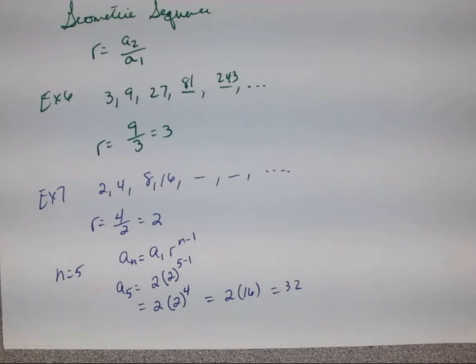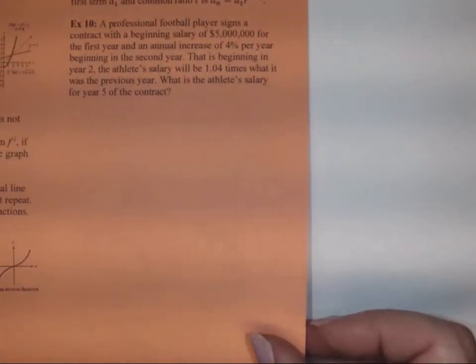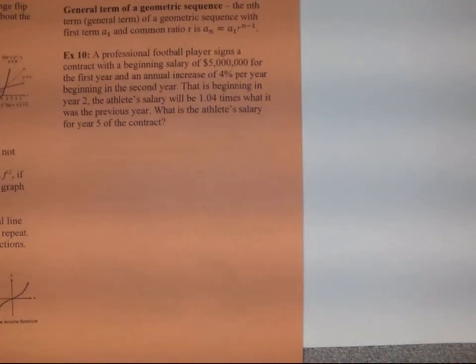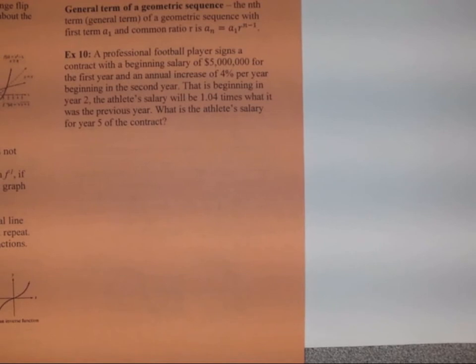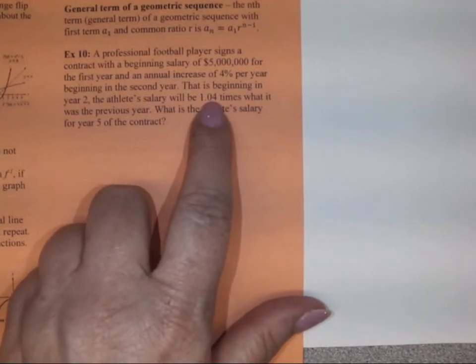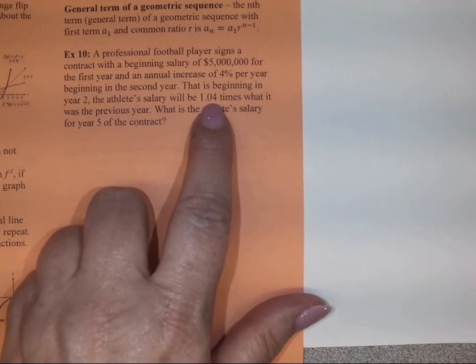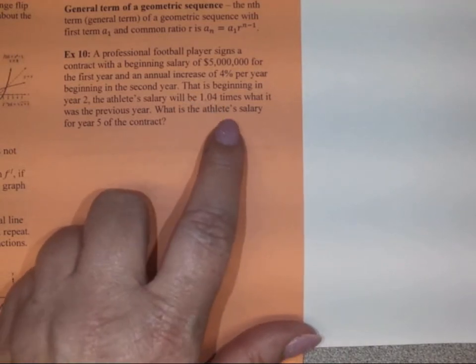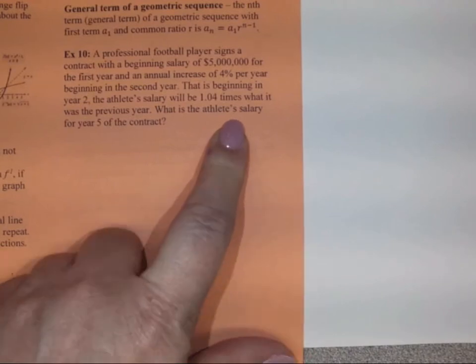All right, so let's go do our word problem. We have a professional football player that signs a contract with a beginning salary of $5 million. Wouldn't it be nice to make $5 million for the first year, and an annual increase of 4% per year beginning in the second year? That is, beginning in year 2, the athlete's salary will be 1.04, so this is a really key point here, 1.04 times what it was the previous year. What is the athlete's salary for year 5 of the contract?